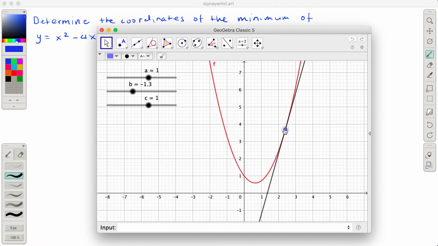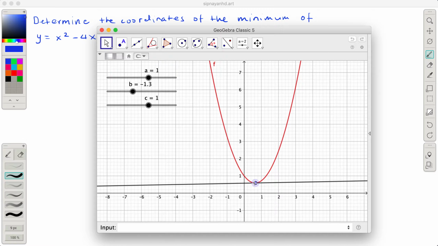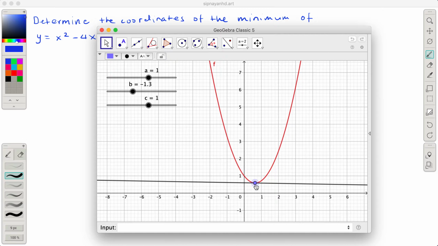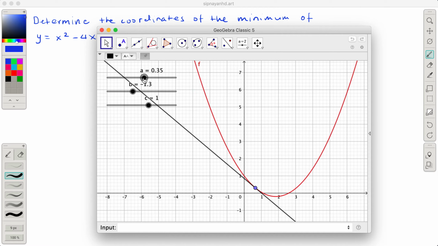So, anong kinalaman or anong relationship ng minimum point doon sa tangent o sa derivative? Notice that if I move the point, minimum point siya kapag yung tangent line niya ay horizontal. Meaning, the slope of the tangent line is equal to 0 pag horizontal line, di ba? Because the slope of a horizontal line is equal to 0. So meaning, pag minimum siya, yung slope ng kanyang tangent line ay 0.